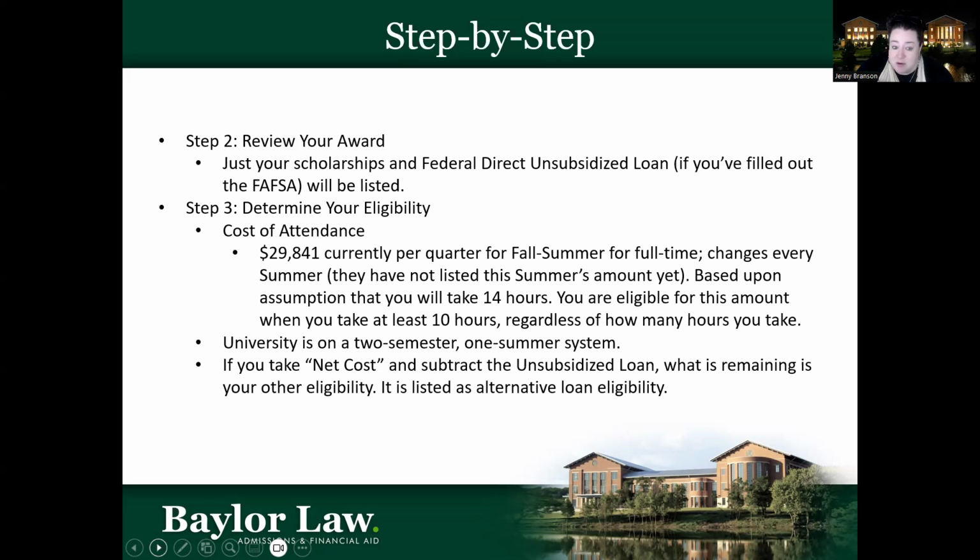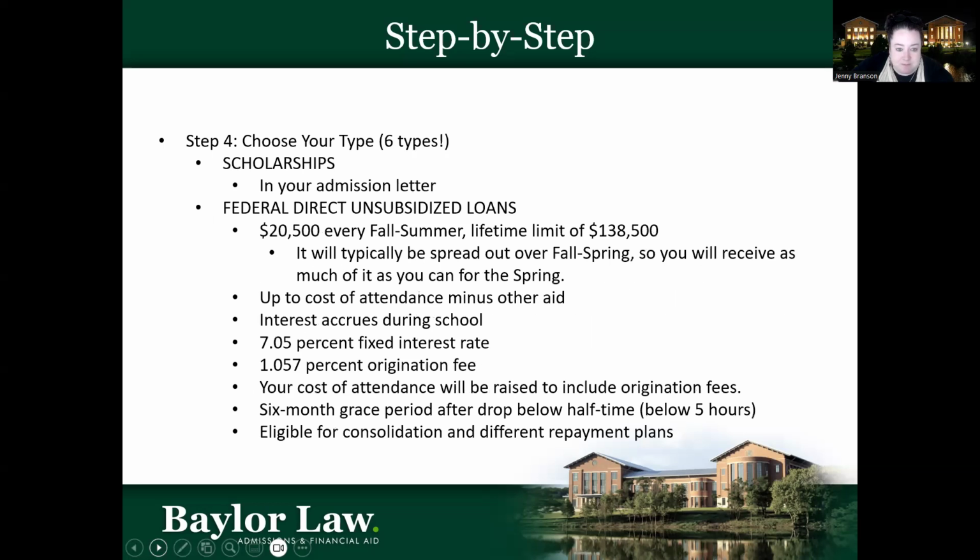So if you're trying to figure out your alternative loan eligibility, you would take that cost of attendance, that budget listed, minus your scholarship, minus unsubsidized loan. They'll have a net cost listed, which is just cost of attendance minus scholarship. If you take that net cost and subtract the unsubsidized loan, what remains is your alternative loan eligibility. So you've got your cost of attendance, that 29,000-ish number, and you have to figure out how to fill that.